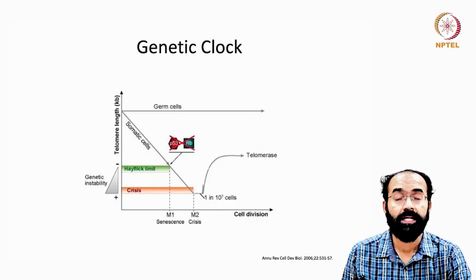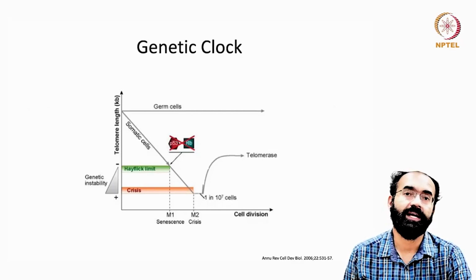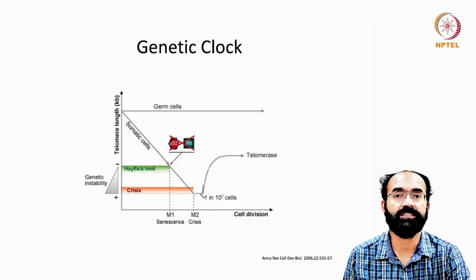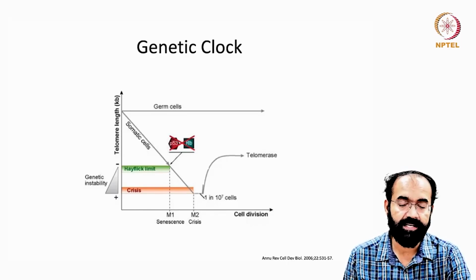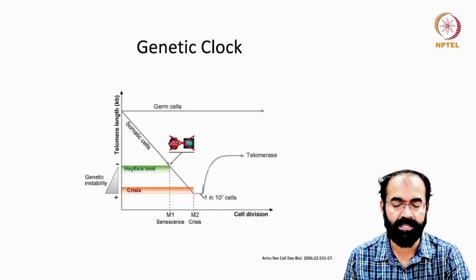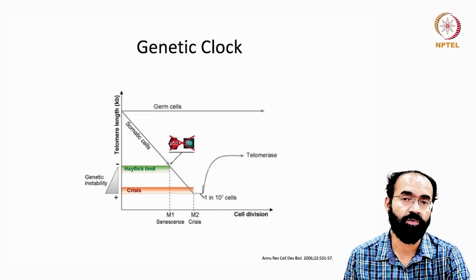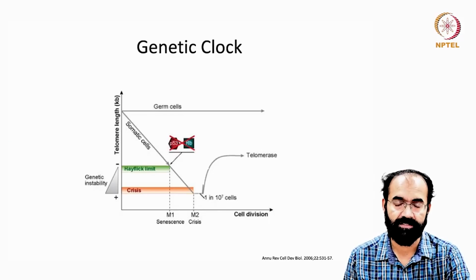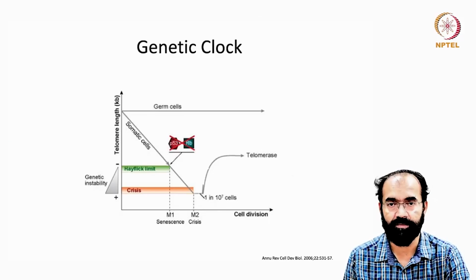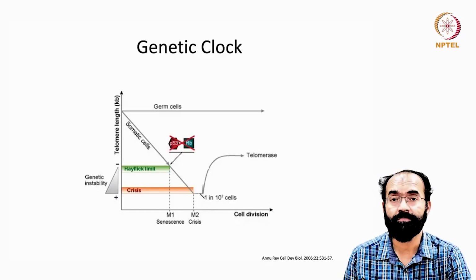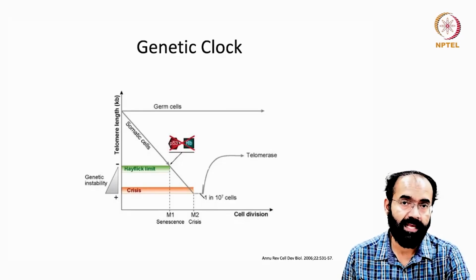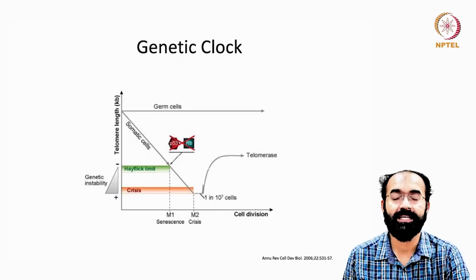Normally if a cell is dividing, say 10 raised to 6 cells, means 1 million cells, 10 raised to 7 cells means 10 million cells. So one cell in 10 million will have a chance of reactivating the telomerase, that means a spontaneous reactivation. That means the problem due to the Hayflick limit or crisis is exclusively due to reduced telomere length. So telomerase is the rescuer.